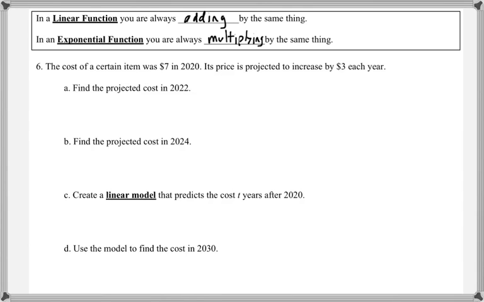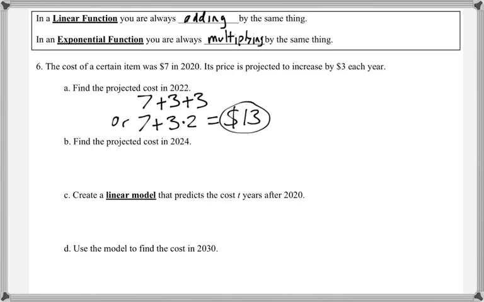So in number 6, it says the cost of a certain item was $7 in 2020. Its price is projected to increase by $3 each year. Find the projected cost in 2022. So you would take 7 and you would add 3 twice. Or another way of writing that would be 7 plus 3 times 2. And that would get you $13.